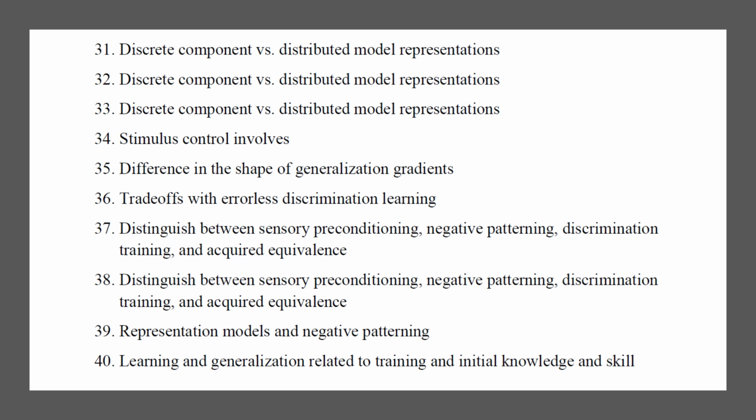40, learning and generalization related to training and initial knowledge and skill. That's a twofer. And it has something to do with how much variability you introduce and how much knowledge you have. How much knowledge you have about it, or knowledge or skill.